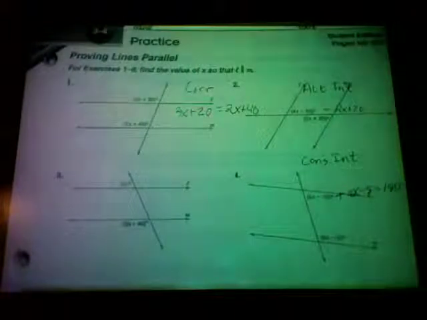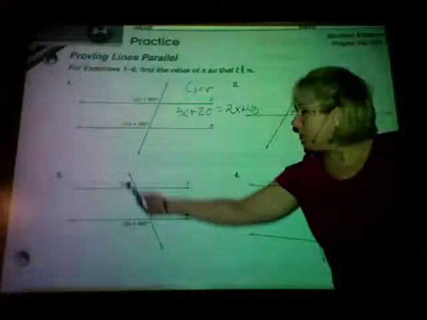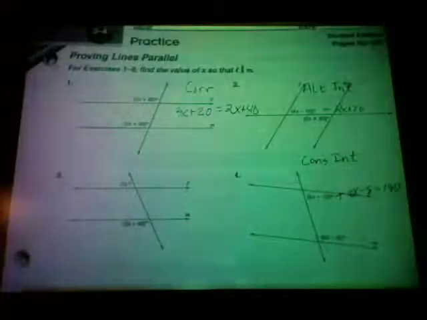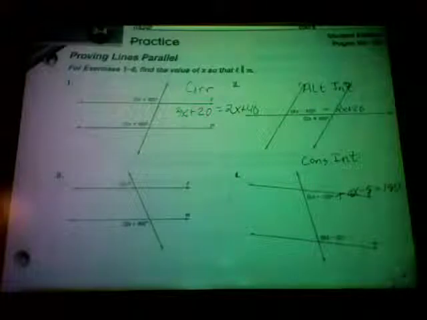This is why I'm doing this one with you. Does 2x and 3x plus 40 have a relationship? Yeah. They do? They don't. They don't have a relationship. You're assuming they're supplementary because you see an acute angle and obtuse angle, right? But why? What can I do to prove it? What could I use to prove that? Jake?